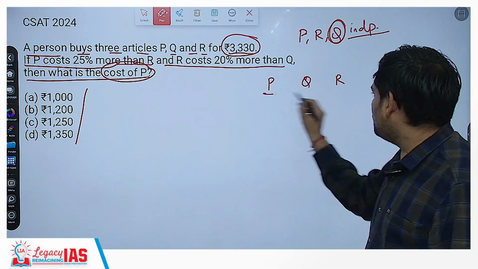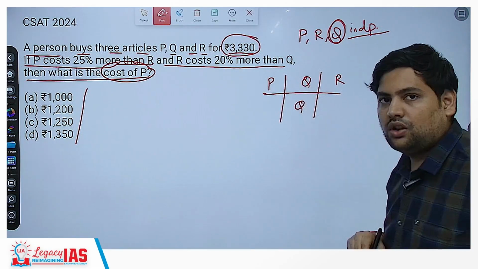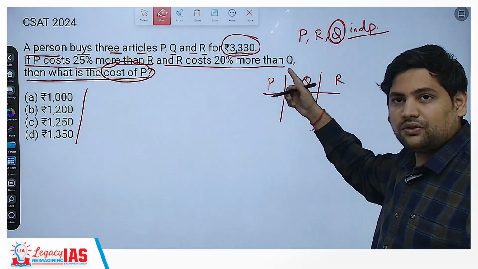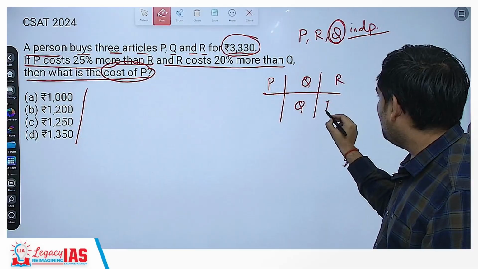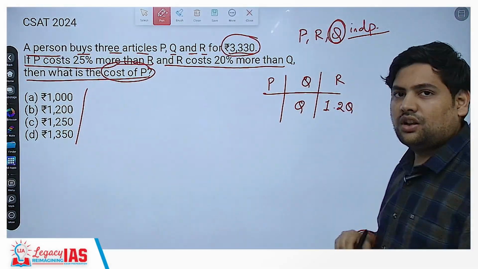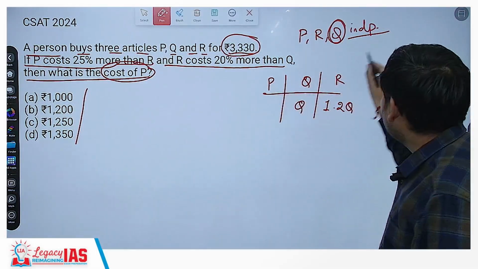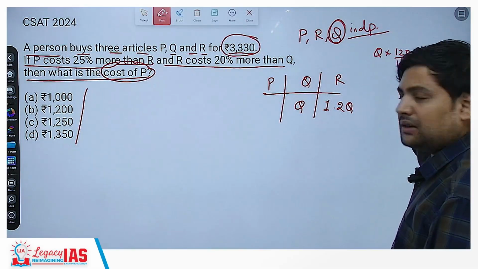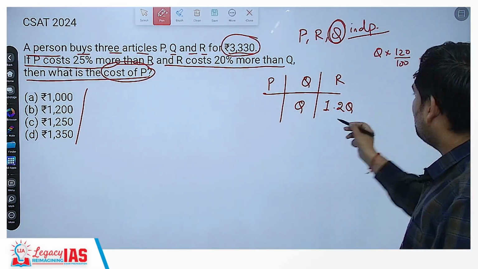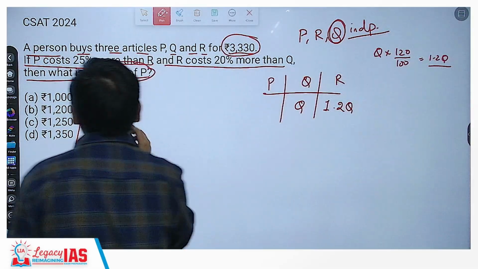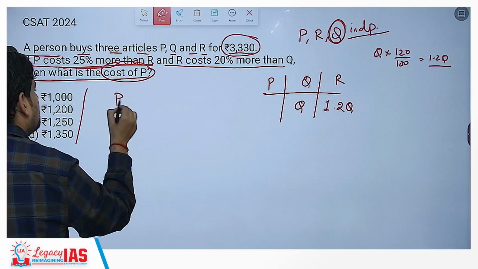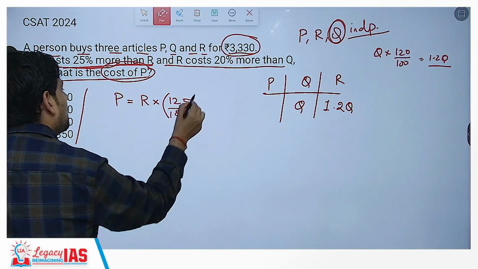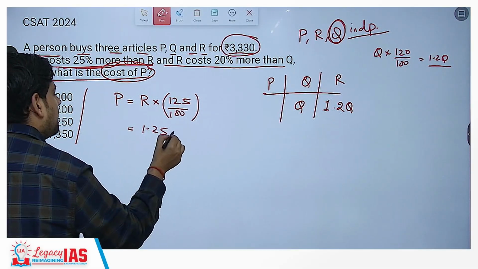So you assume Q to be exactly same, that is Q. Now R will be what? R costs 20% more than Q. 20% more than Q will be 1.2 Q. Correct? Because 20% more will be written as Q into 120 by 100. Increase by 20%, so this is actually 1.2 Q. This is fine. Now P is what? P costs 25% more than R. So 25% more than R is 125 by 100. Correct? So this becomes 1.25 R.